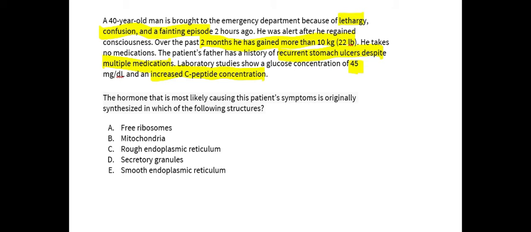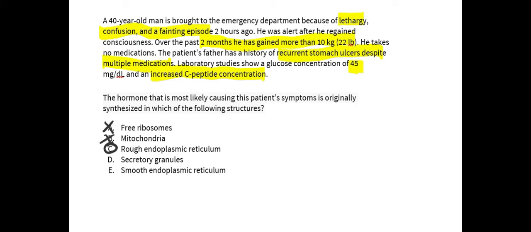The hormone that is most likely causing this patient's symptoms is synthesized in which of the following structures? The answer is C, the rough endoplasmic reticulum, which is lined by ribosomes. Free ribosomes are responsible for creating proteins that stay inside of the cell. So think all of the enzymes involved in pathways like glycolysis.